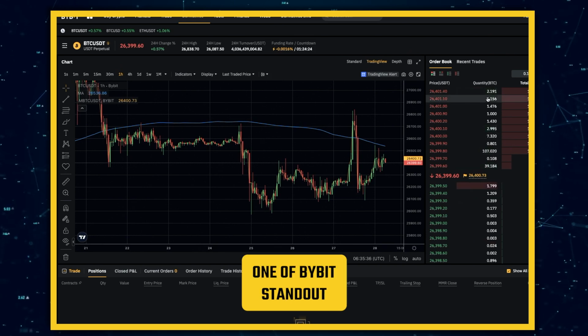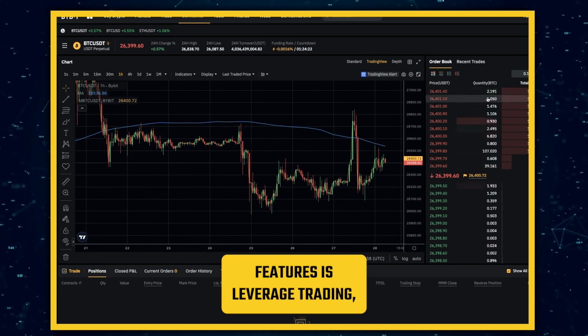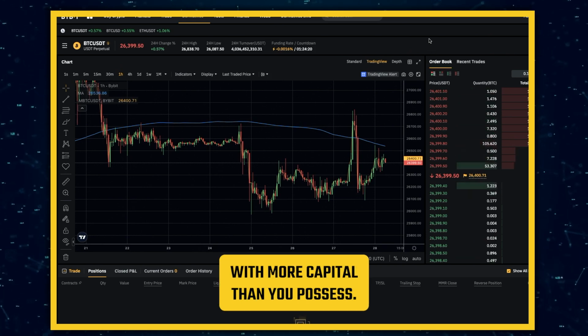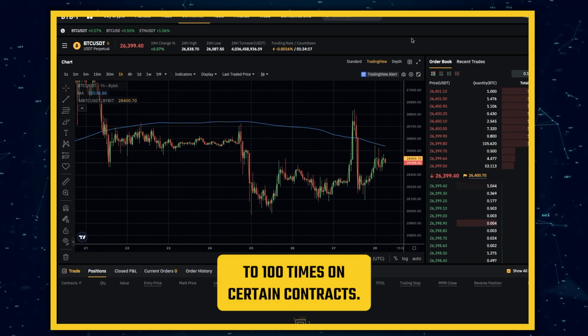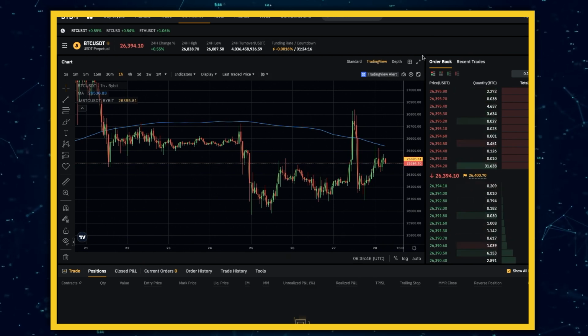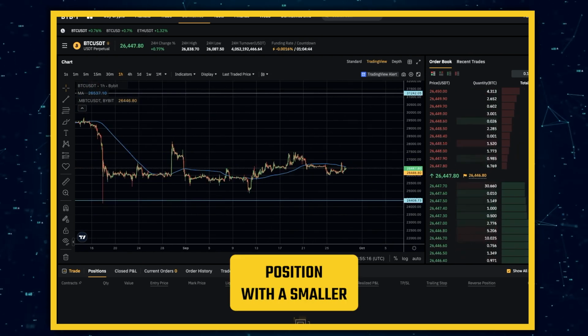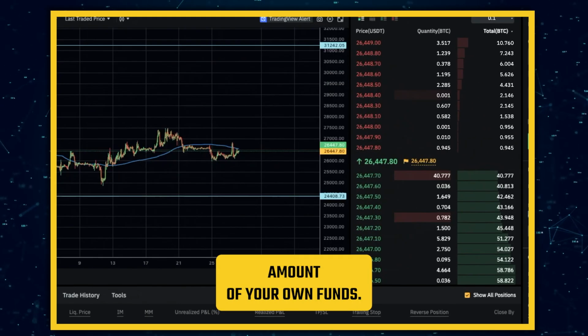Moving on, one of Bybit's standout features is leverage trading, which lets you trade with more capital than you possess. With leverage options of up to 100 times on certain contracts, you can control a much larger position with a smaller amount of your own funds.